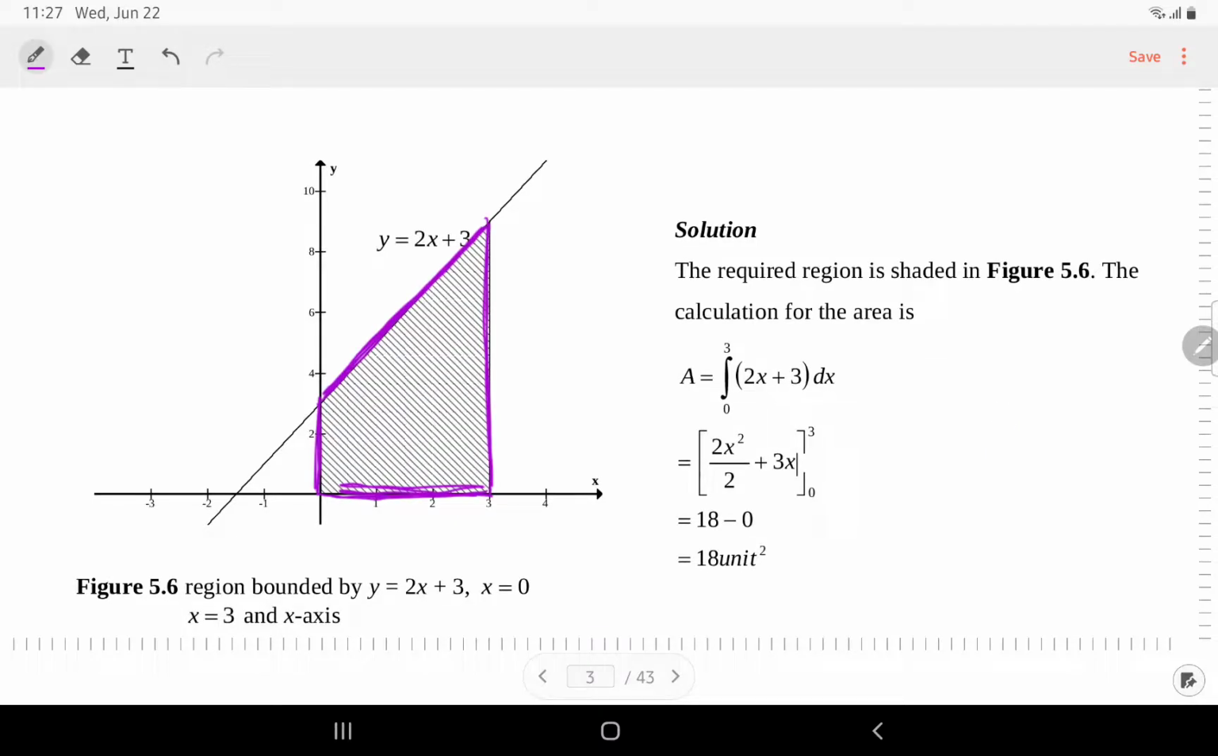So dekat sini, ini adalah case yang the shaded region is above x-axis. So kita gunakan formula yang sama macam example tadi. So A equals, okay, integrate from 0 to 3 dekat sini 0 to 3. Okay, insert the function 2x plus 3, and then kita kena integrate by dx. Okay, yang ni saya tak payah explain lagi sebab cara nak integrate kita dah belajar dalam chapter 4. Okay, so ini jawapan dia.